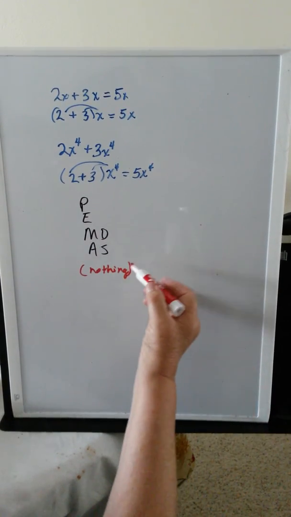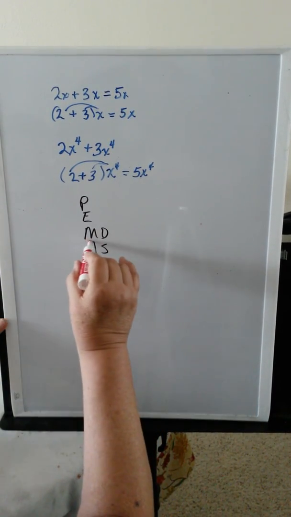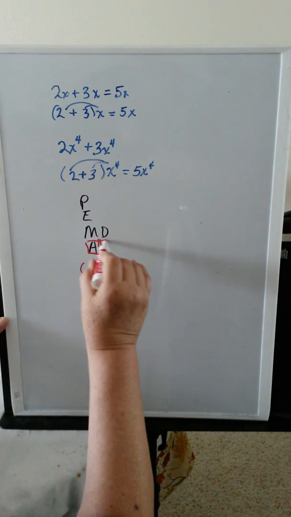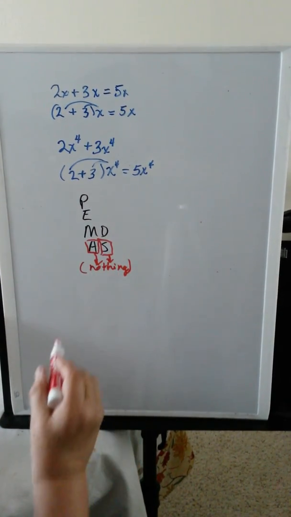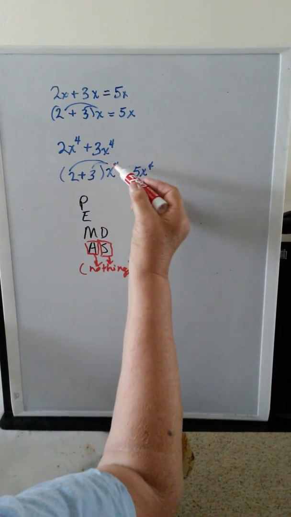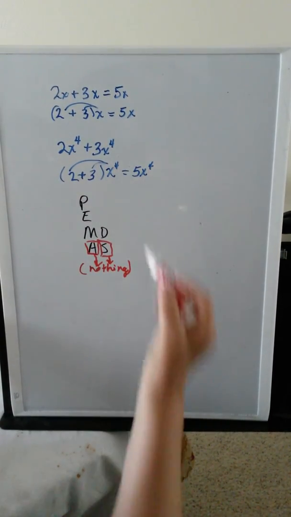Okay, looking again at the PEMDAS chart, underneath adding or subtracting, there is nothing, which tells you you do nothing to the exponents. They stay the same. They have to be the same, and they stay the same.